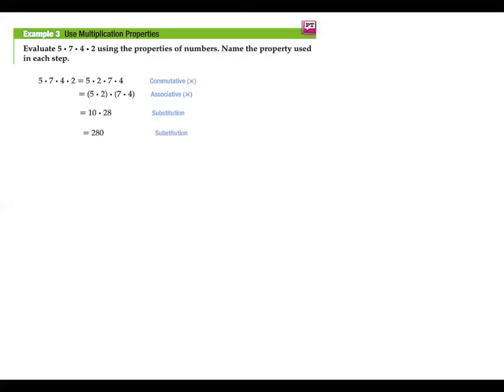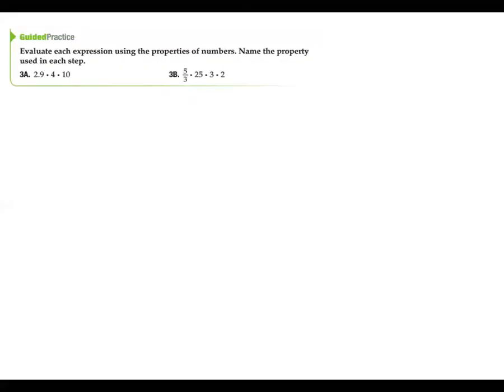Ready? All right. So evaluate each expression using the properties of numbers. Name the property used in each step. Go ahead and pause the video. All right, we're back. So what I'm going to do in this one is I'm going to rearrange the 2.9 times 10 first times the 4 using the commutative property because I'm changing the order.